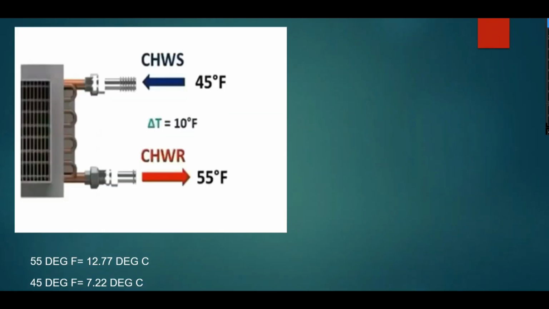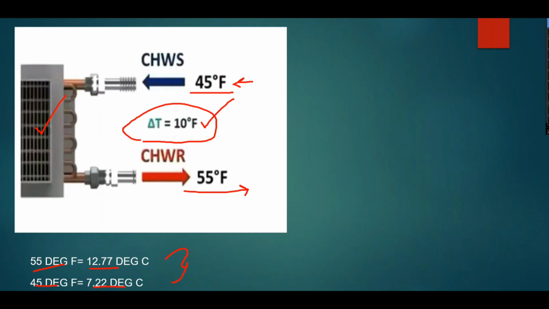In this example, you can see there is a fan coil unit located here, and the cooled water supply given to the fan coil unit is 45 degree Fahrenheit, and on the return side it is coming back at 55 degree Fahrenheit. So the total delta T, chilled water return minus chilled water supply, is 10 degree Fahrenheit. If you convert this to degree Celsius, 55 will be 12.77 and 45 degree Fahrenheit will be 7.22. So the delta T in degree Celsius will be 5.5 degree Celsius.